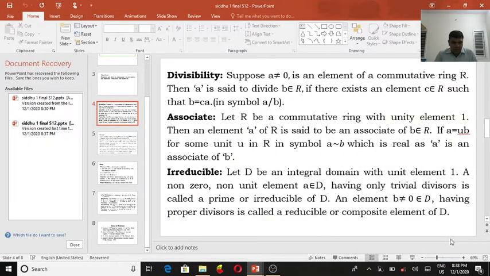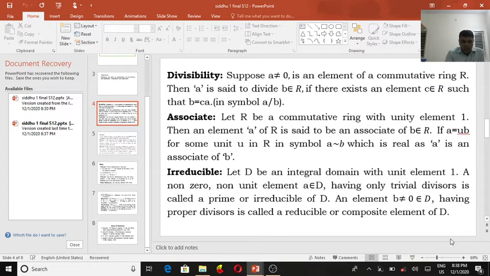Now come to the systems 12. So we use the definitions. What is divisibility? Suppose A not equal to 0 is an element of a commutative ring R. A is said to divide B, where B is also an element of the ring R, if there exists an element C belonging to R such that B equals CA. B equal to CA means, suppose I write A divides B, B equals A into C.